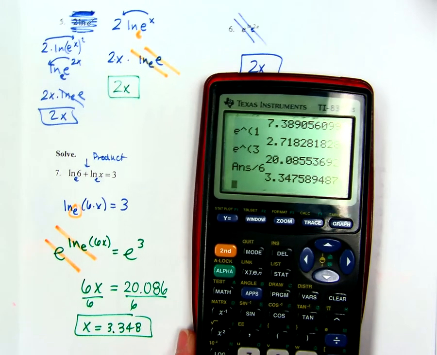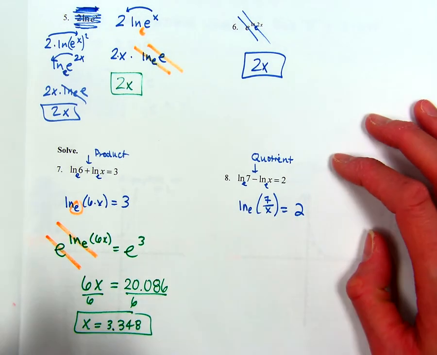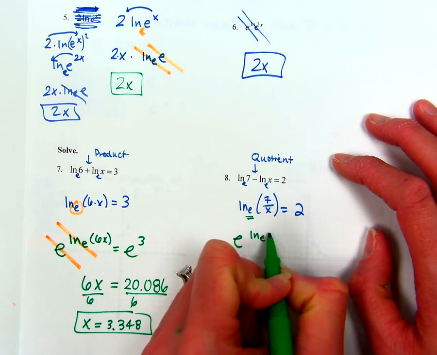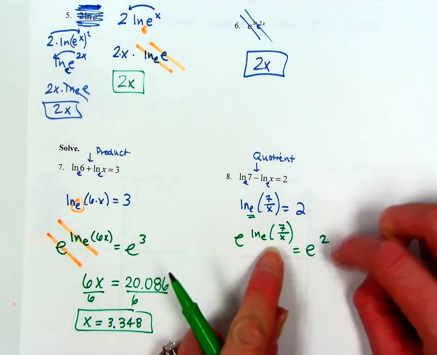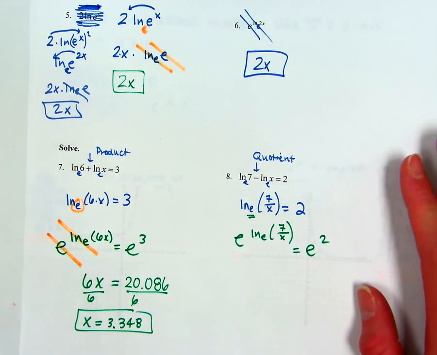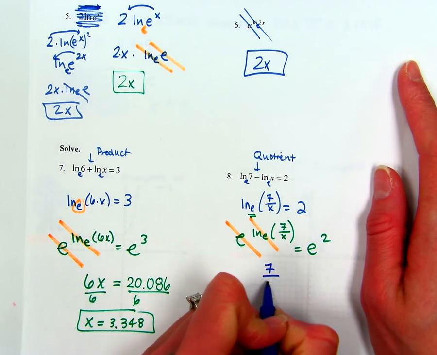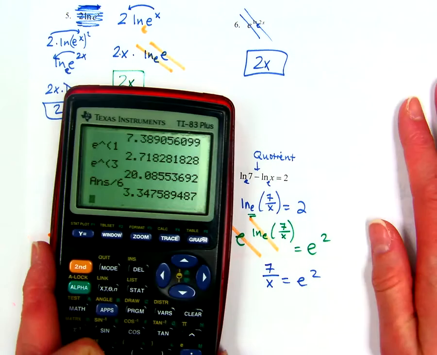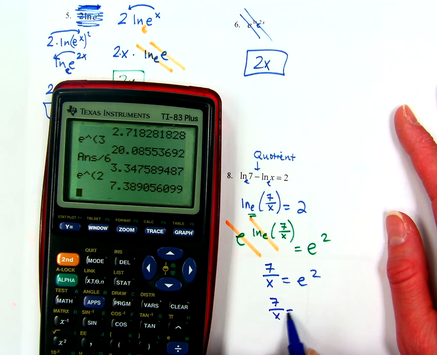All right, last problem. We already started it by condensing, so we used our quotient rule. Then we look at what's our base. It's e. So it's e to the natural log base e of 7 over x equals e squared. These become my exponents. My base is e. Remember, the e and log base e cancel. So I'm left with 7 over x equals e squared. Now what is e squared? Use your calculator. e squared is 7.389.